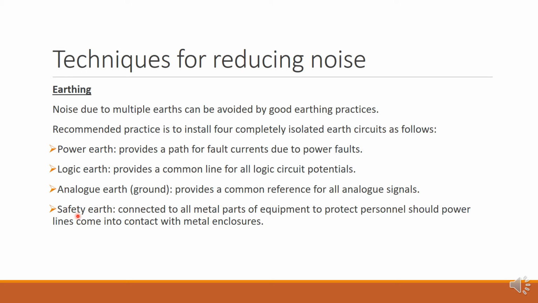And then number 4 is safety earth. This safety earth is connected to all metal parts of equipment to protect personnel, for your personal safety. For example, if something happens and there is high voltage leakage, all the metal parts go to safety earth. It will protect you from high voltage leakage when you are using equipment.